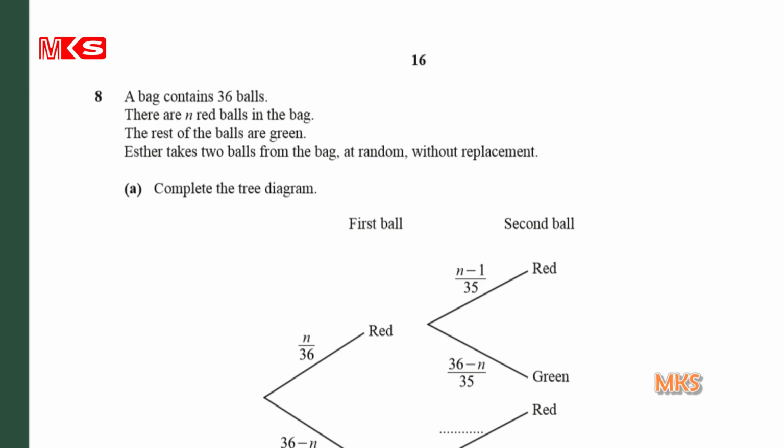Number 8: a bag contains 36 balls. There are n red balls in the bag. The rest of the balls are green. Total 36 balls are there. If n are red, green will be 36 minus n. Esther takes 2 balls from the bag at random without replacement.